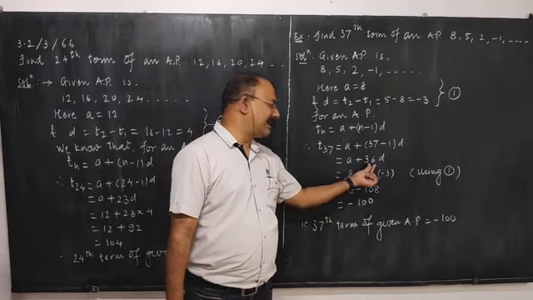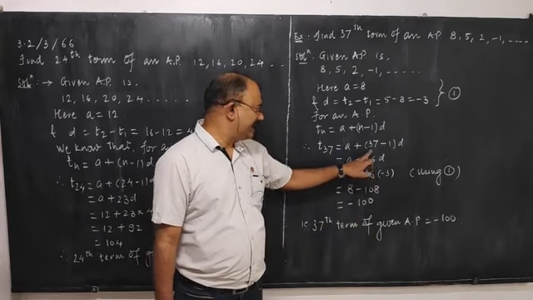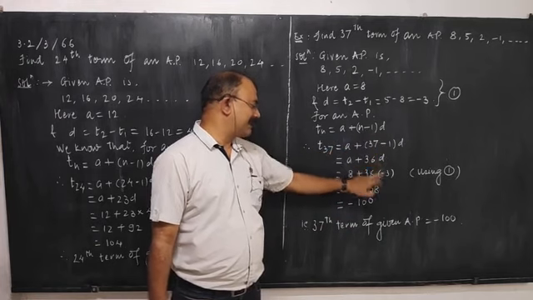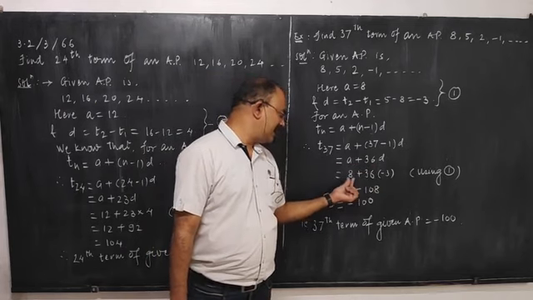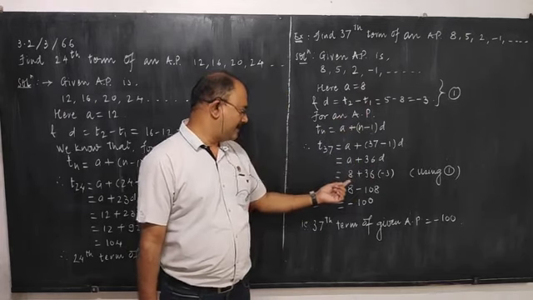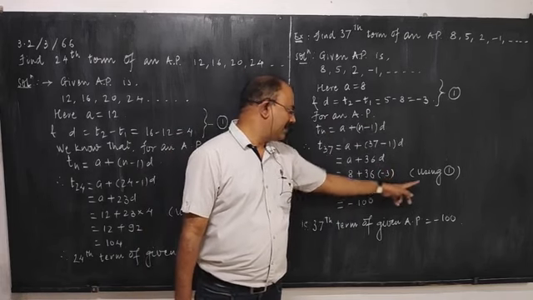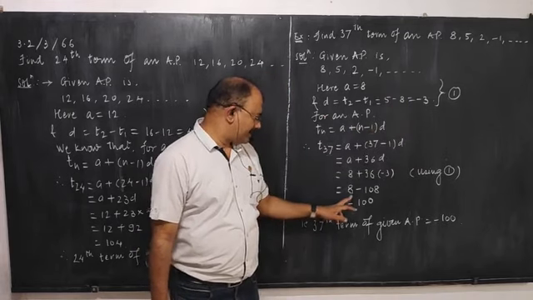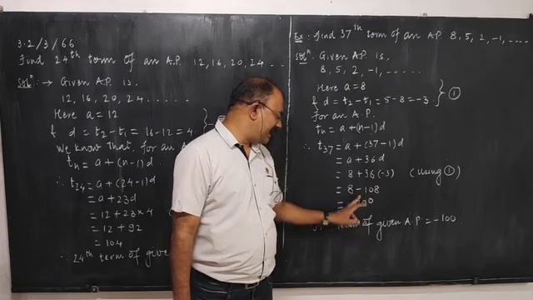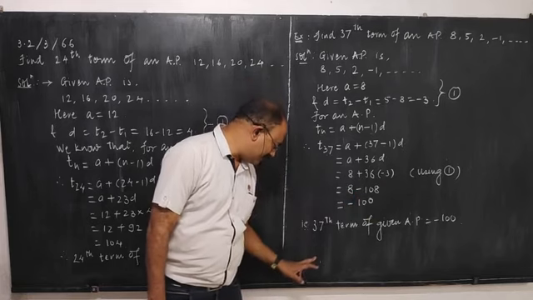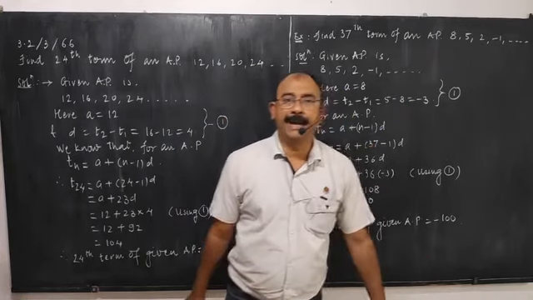By solving the problems you will come to the conclusion: here if it is 37 then here 36 will come, if it is 50 then here 49 comes. It is one less than n, that is n minus 1. Simple. So T37 is equal to a plus 36d. A, that is the first term, is equal to 8. D we have calculated, that is minus 3. We are putting it here using equation 1. So 8, and if you multiply these two, it comes out to be minus 108. 8 minus 108 is minus 100, and therefore the 37th term of this AP will be minus 100.